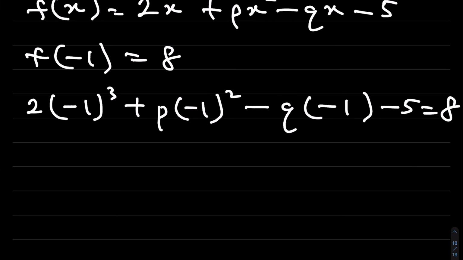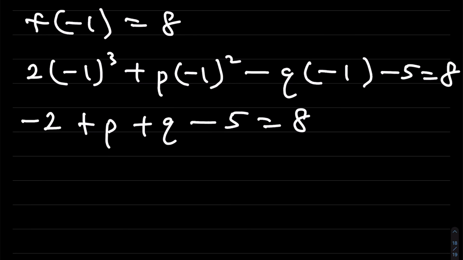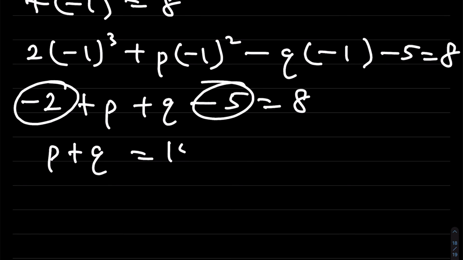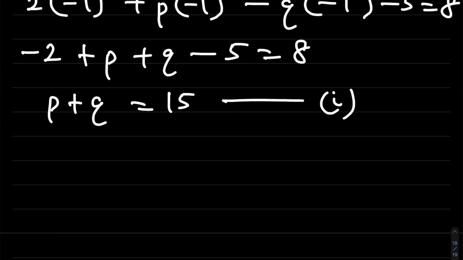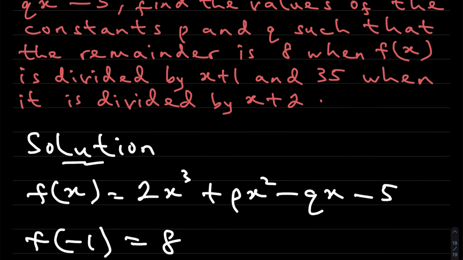Which simply means minus 1 cubed is minus 1 times 2, minus 2. Minus 1 squared is 1 times p, plus p. Minus q times minus 1 is plus q, minus 5 equals 8. Which is the same as p plus q equals... minus 2 minus 5 is minus 7. When it goes to the right hand side, it becomes plus 7. 8 plus 7 is 15. And that's equation 1.